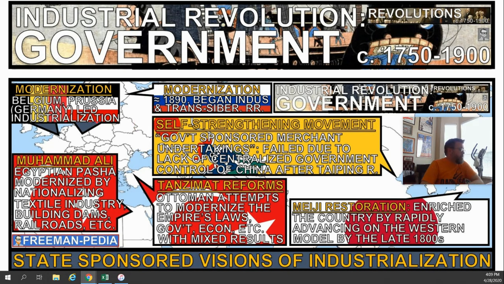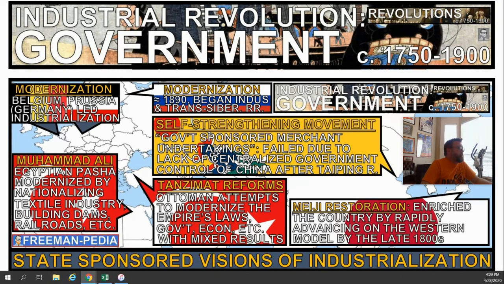In areas that aren't European or Western, you'll have attempts by states to sponsor improvements. So in China, you have what's called the self-strengthening movement, where the government will try to sponsor merchants or trade to make them strong enough to withstand Western imperialism, but it doesn't really work well. And there'll be a revolutionary rebellion called the Taiping Rebellion.